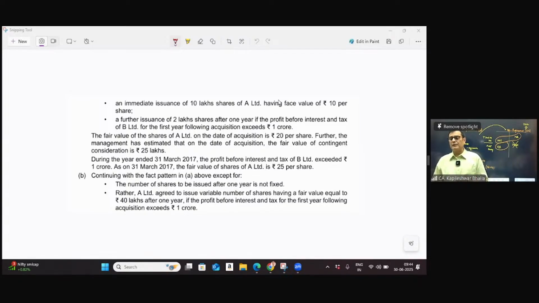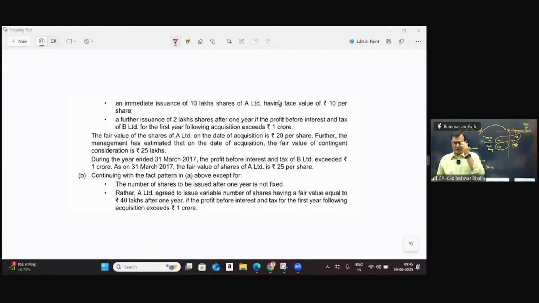So we'll take 10 lakh shares into the fair value, whatever will be given below. Then he says a further issuance of 2 lakh shares after 1 year if the profits for the first year exceeds 1 crore. What is this? Conditional. And is it CCE or is it CCS? There is a condition of profits increasing a certain amount. CC, yes, sir, that is absolutely correct. It is CCS because there is a payment made 1 year later, based on ifs and buts without a service condition.